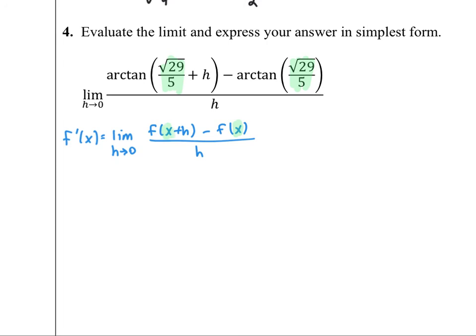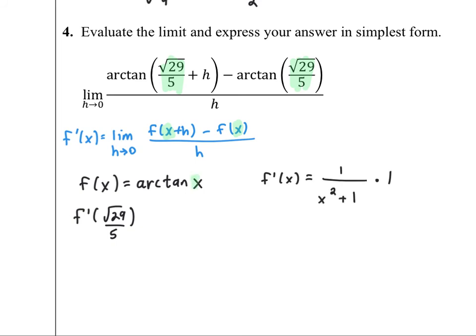So what I'm going to have to do is recognize this arctan as my f of x with the square root of 29 over 5 plugged into it. So my f of x is arctan of x. And this limit is finding that derivative, f prime, with a square root of 29 over 5 plugged in, so f prime of square root of 29 over 5. So let me start by finding f prime of x using that inverse tangent formula.